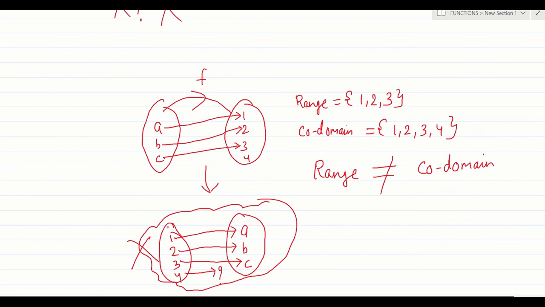Is this clear? So only a function where range is equal to codomain will have its inverse. So finally there are two conditions. The first condition for the function to have its inverse is it must be a 1-1 function. The second condition is it must be an onto function. Is this clear? Okay.